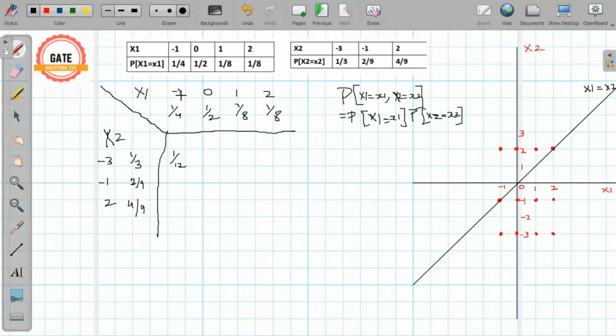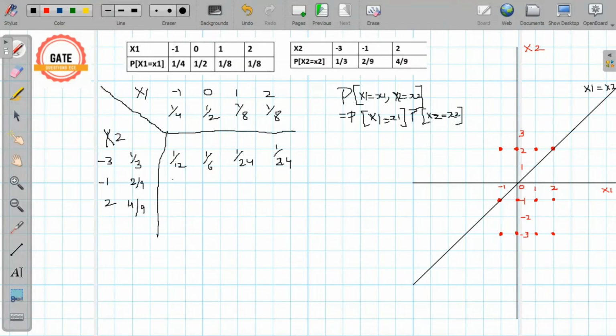This point, where X1 is -1 and X2 is -3, I have plotted in the X1-X2 plane. That point is here in the third quadrant, and the corresponding joint probability is 1/12. Similarly, we can find the joint probabilities for all these 12 points, and I'm going to write those probabilities here in this array. This probability becomes 1/3 into 1/2, so 1/6. This will be 1/24. This will be 1/20.